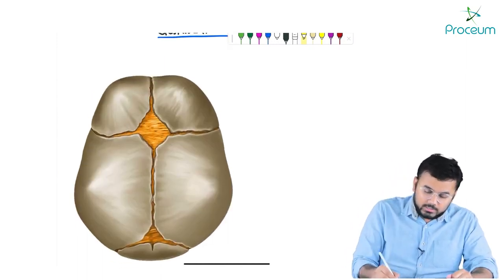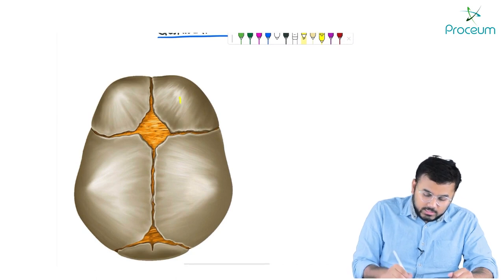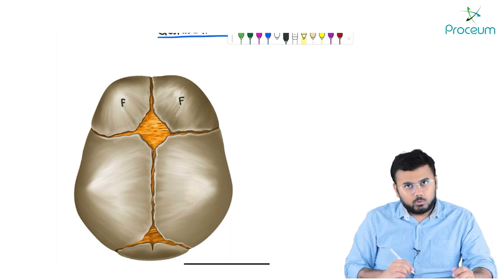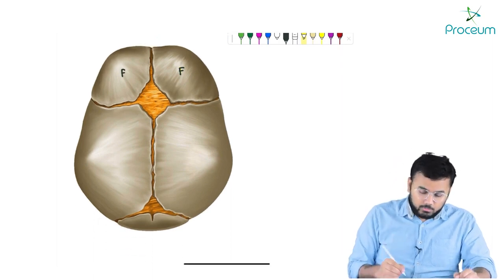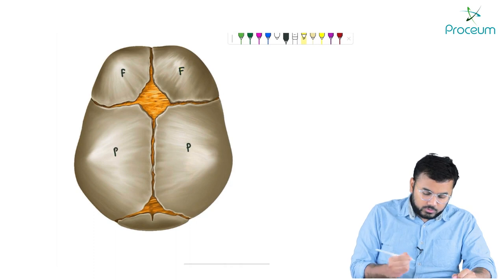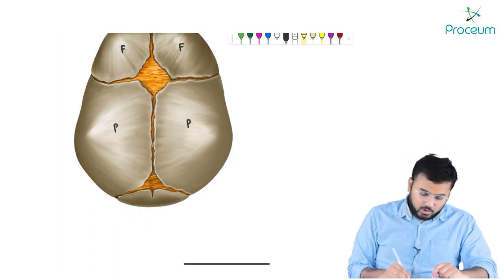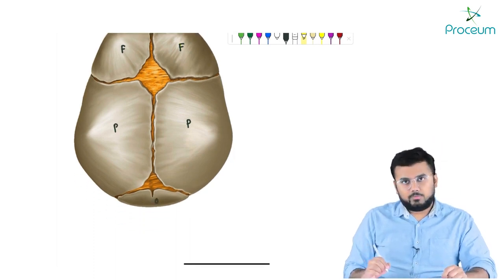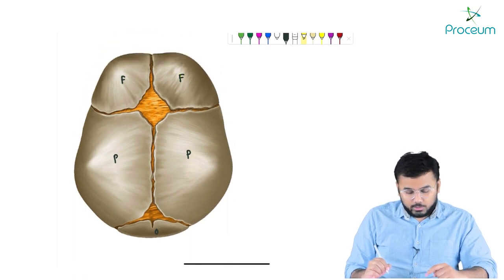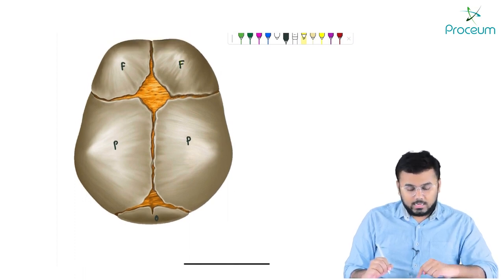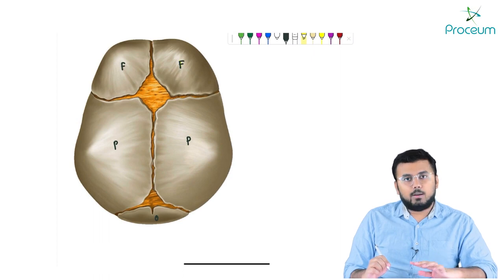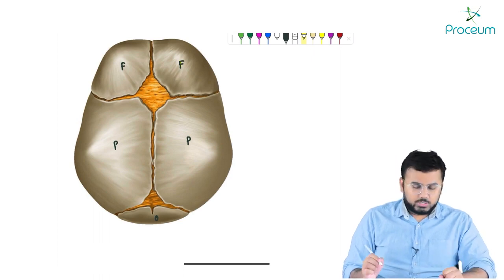Now, a few important things you need to understand. This bone you can see is the frontal bone. How many frontal bones do we have? Two frontal bones. How many parietal bones? Two parietal bones. How many occipital bones? One occipital bone at the back. So two frontal, two parietal and one occipital bone join together to make a couple of sutures. What are these sutures? We shall see.